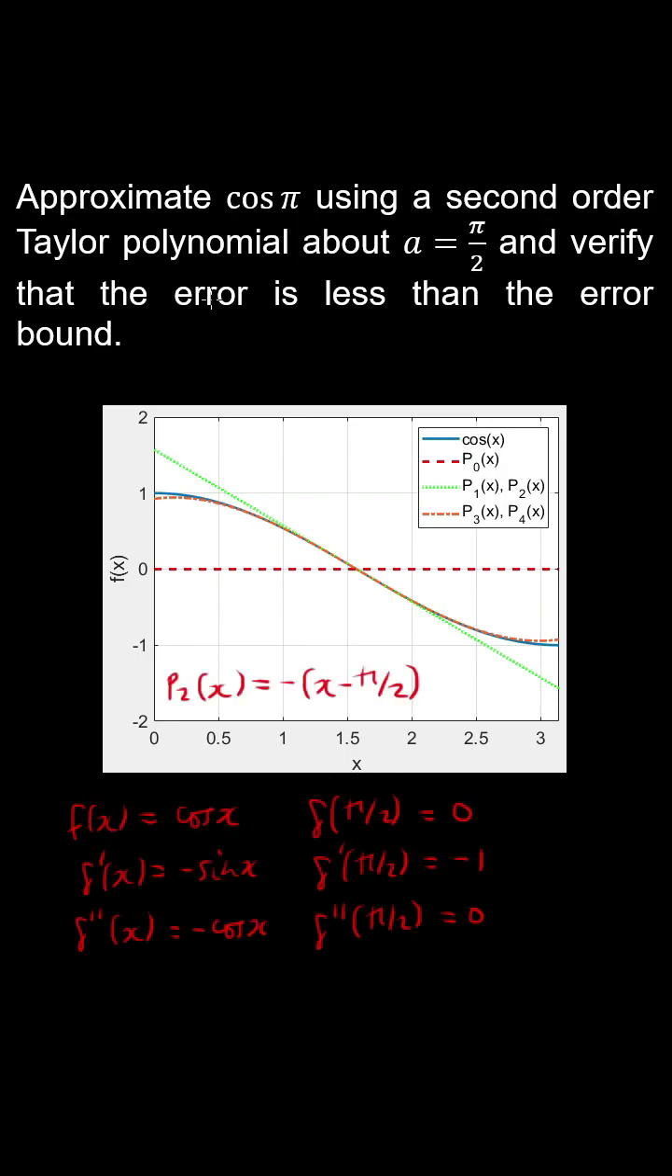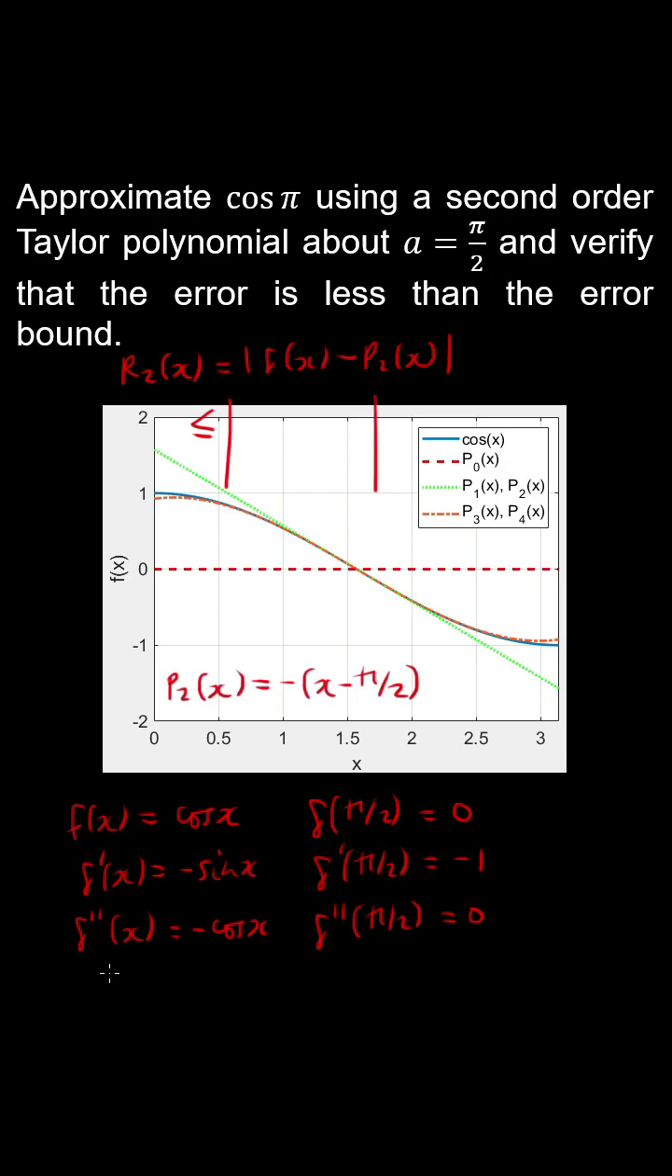Approximate cosine pi using a 2nd order Taylor polynomial about a equals pi on 2, and verify that the error is less than the error bound. So we take the derivatives of cosine x and evaluate them at pi on 2. So the error is basically the remainder of our 2nd order polynomial approximation. So that's the difference between the exact value of the function and our polynomial approximation. And that must be less than or equal to our error bound.